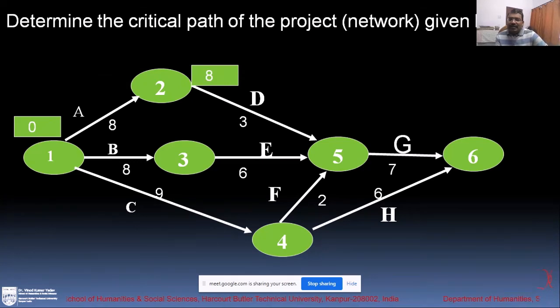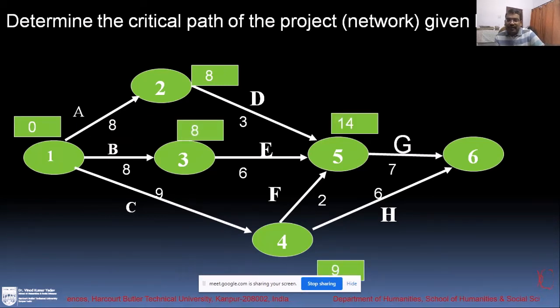Now the earliest start time at node 2, ES2, would be 8, and this will be 8, this will be 9. If you look at the preceding nodes, you can understand that the 5 will be 8 plus 3, which is 11. So we are not taking that, because we take the maximum. So 8, 6, and this will be 14, and this 9 to 11.